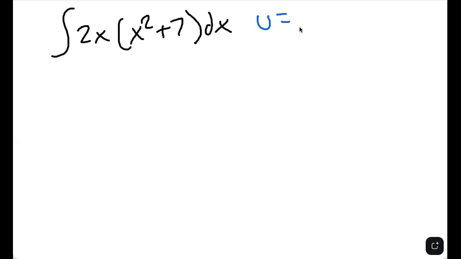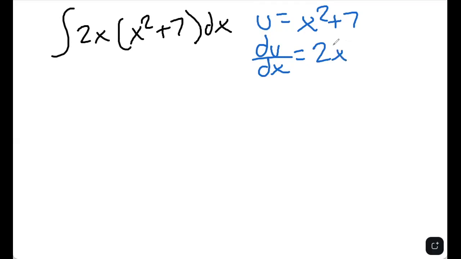I can try to do that by writing it with a different letter. I'm going to say that this letter u is x squared plus 7 because it's maybe a good idea. Oftentimes, it makes sense to make u equal to something that's inside of something else. Like this is literally inside a parenthesis, so that might be a good idea. Then you have to compute the differentials. You basically do a derivative. If you did the derivative of this, it would be 2x.